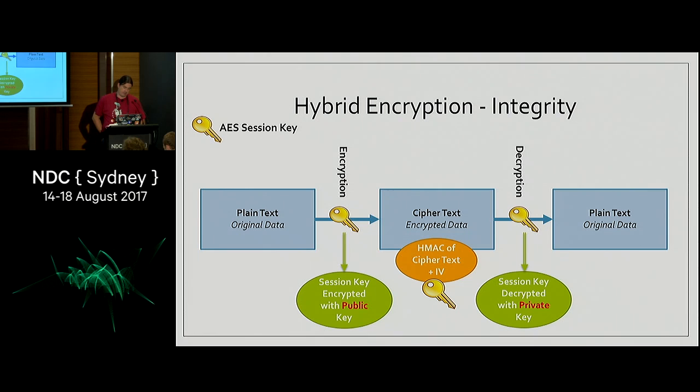Then on the other end, the recipient uses their private key, they decrypt the session key, they can decrypt the text, and then they can use that decrypted session key to verify the hash. If the hashes are identical, then great, the data's not been corrupted. If the hashes are different, then you discard the message because someone's either tampered with it in transit or it's been corrupted over the wire.